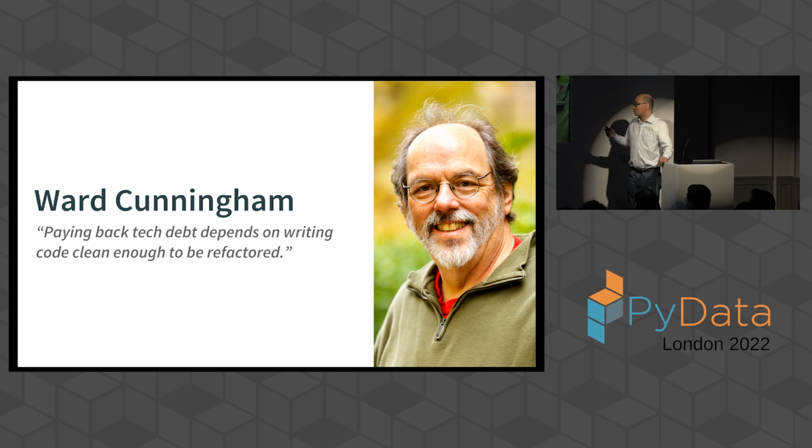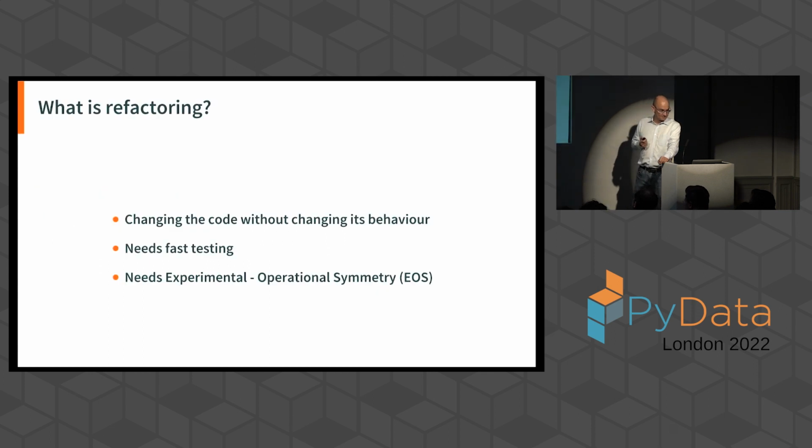Ward Cunningham, who coined the phrase technical debt, said that paying back tech debt depends on writing code clean enough to be refactored. And let's take a look at what refactoring means. Refactoring means changing the code without changing its behavior. Why would you do that? Why would you change the code without changing its behavior? We know that everything can be solved multiple ways in computer science. Why do you think that the first solution is the best solution that you can come up with?